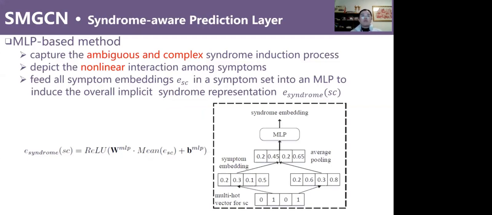To this step, we have constructed a general architecture which can model interactions between two types of objects. After obtaining the embeddings for symptoms and herbs, next we move to the syndrome-aware prediction layer. In this layer, we borrow the nonlinear strengths of MLP to capture the ambiguous and complex syndrome induction process. As this picture shows, we feed all symptom embeddings in a symptom set into an MLP to induce the overall implicit syndrome representation.